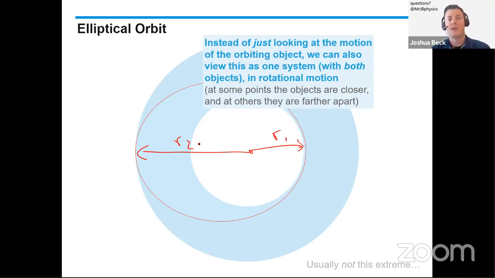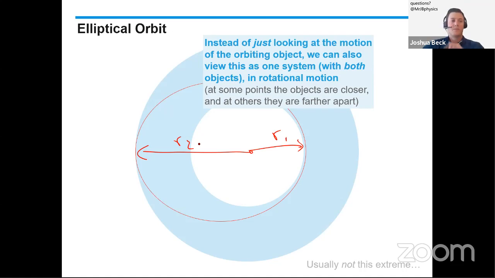Now, what I want to end with today is instead of just looking at the motion of the orbiting object. So now we've been focusing on just the satellite itself. We said, oh, the satellite is in circular motion because there's a centripetal force. Oh, the satellite is going up or down. Now I want to look at this whole system as one object. Okay, we've talked about the system, but now I want this system as one object that's rotating together.